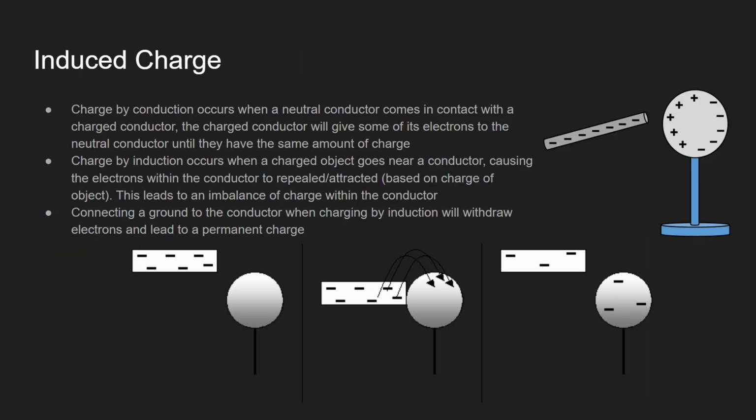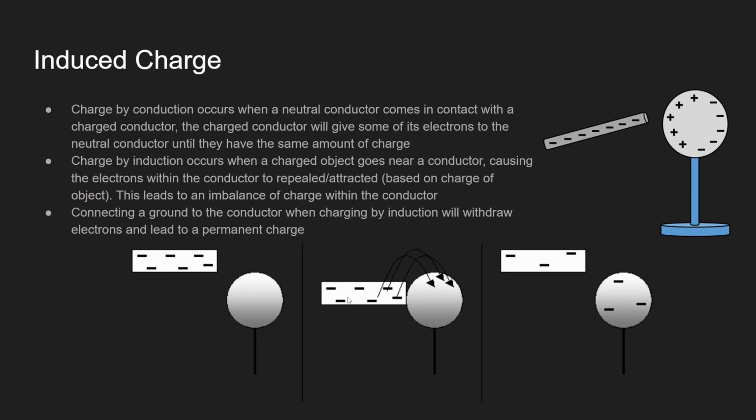So let's talk about induced charge now. Charge by conduction occurs when a neutral conductor comes in contact with a charged conductor. So let's look right here. This is a neutral conductor. This is a charged conductor. The charged conductor will give some of its electrons to the neutral conductor until they have the same amount of charge. So when the neutral conductor comes in contact with the charged conductor, recall from conductors, electrons are free to move throughout the structure.